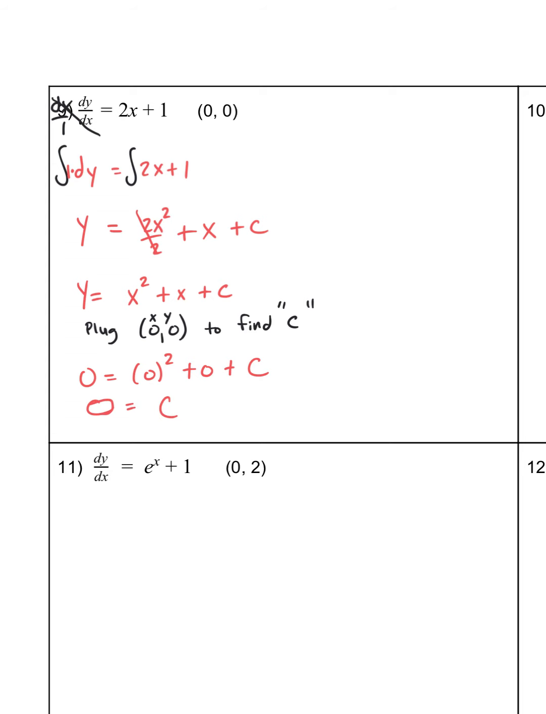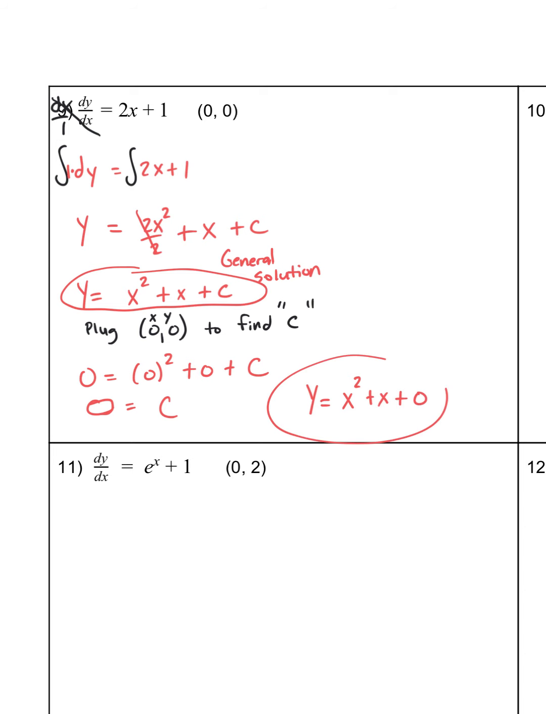Okay, so this is my general solution. And if I plug in c, y is equal to x squared plus x plus 0. This is my specific solution.